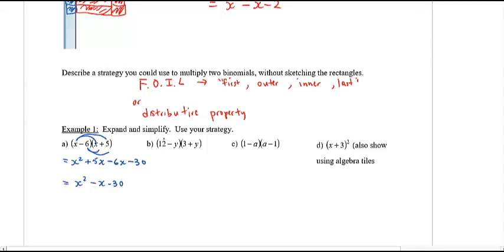So let's try. 12 times 3. Yep, 36. 12 times y. 12y. Negative y times 3. Minus 3y. Negative y times y. Minus y squared. Simplifying once again. Now, some math people like having the terms written in what we call descending order, with the highest power first. And if that's the case, I would just rearrange the terms, and this would be the final answer.